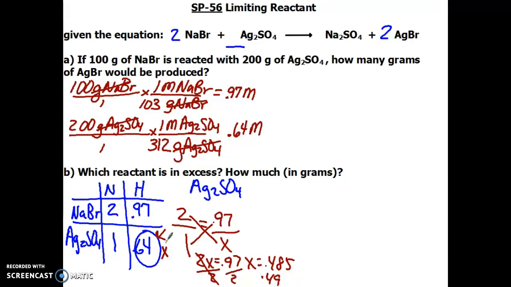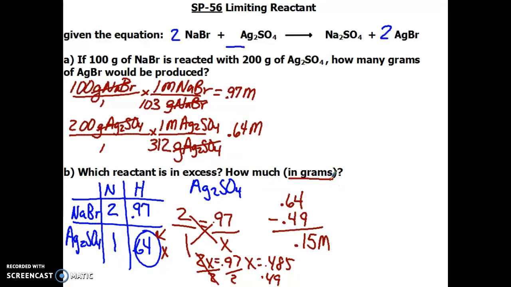But we didn't. We used 0.64. So what we have to do is take what we used and subtract what we should have used to figure out how much too much. So we're going to go with the 0.64 moles, subtract what we should have used, which is 0.49, and that gives us 0.15 moles. So we used 0.15 moles too much. Problem is, though, I didn't ask for moles. The question asks us how many grams.